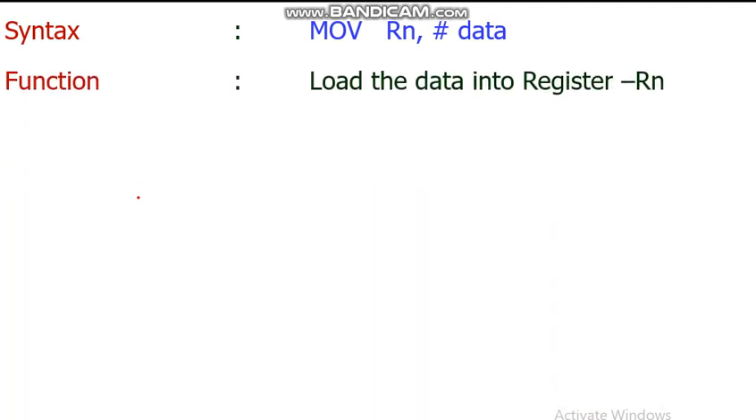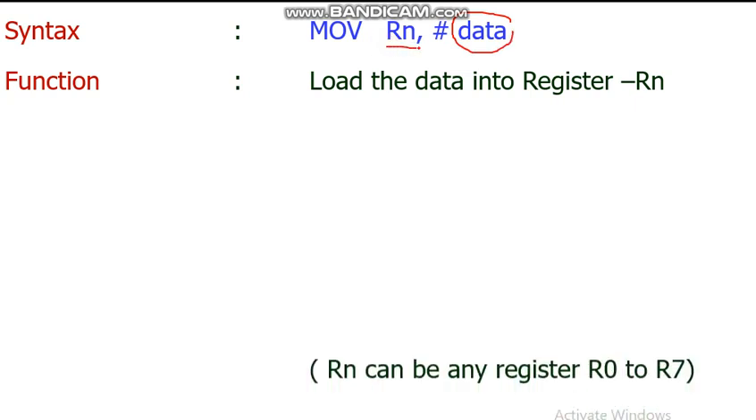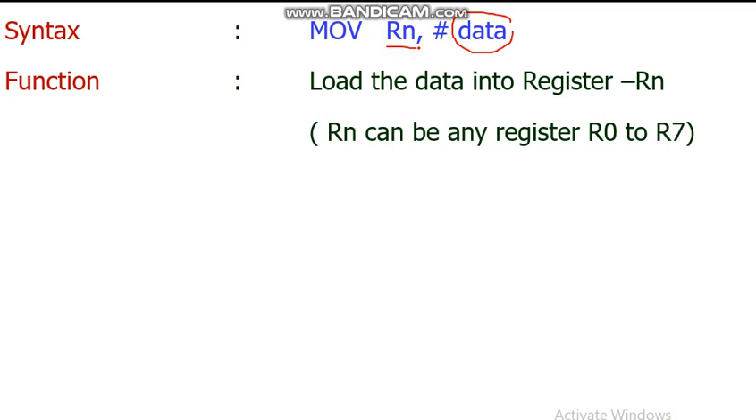Another syntax is MOV Rn, #data. This will load the data which is specified in the instruction directly into register Rn. So this Rn can be either R0 or R1 or R2 up to R7. We have total 8 registers, R0 to R7. This Rn can be any one of them.